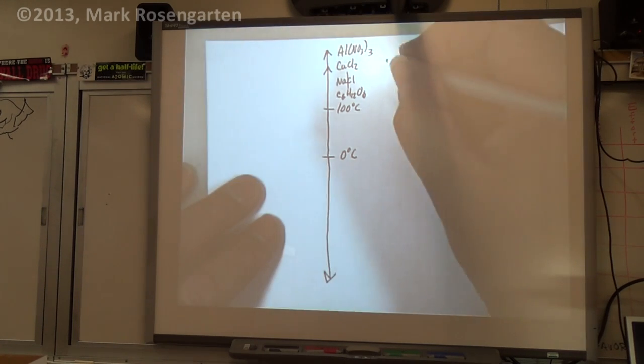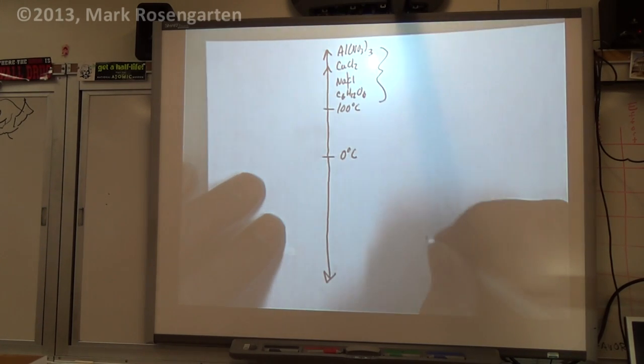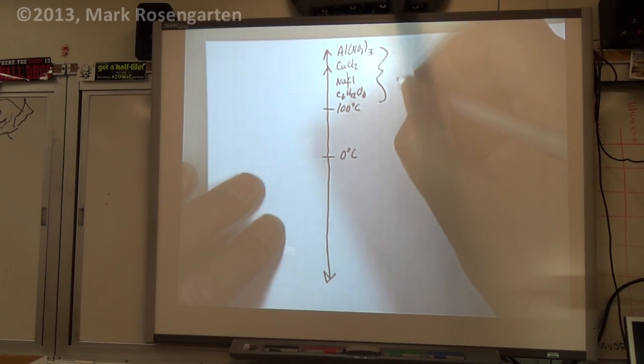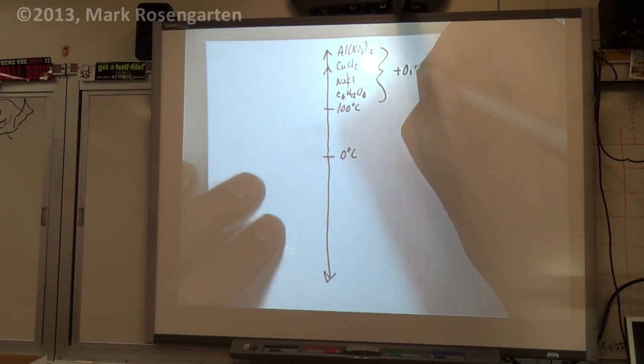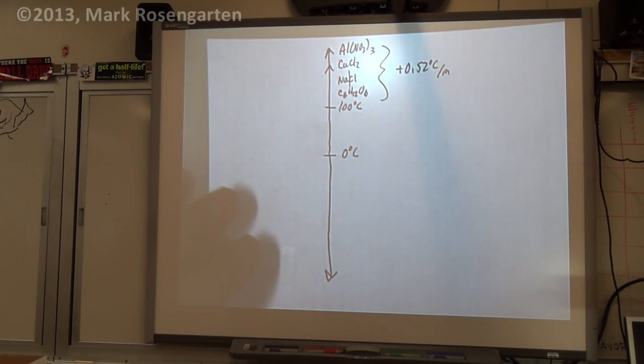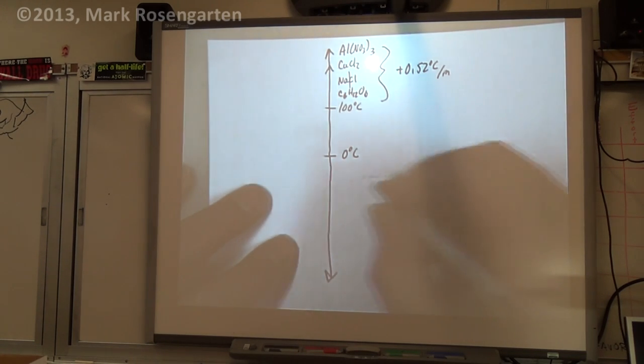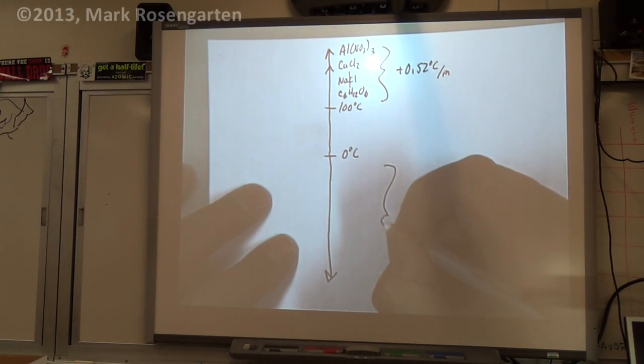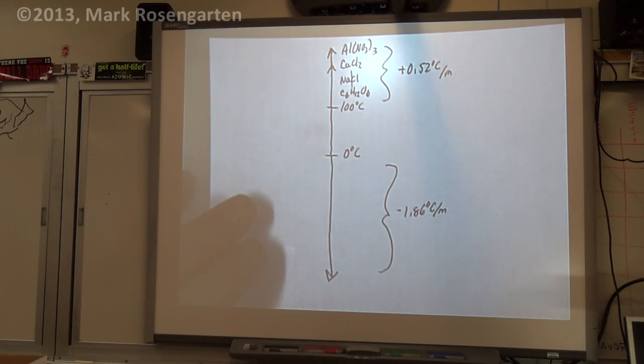Now, the impact for boiling, and for those of you only taking the regents, I'm talking to the video, you don't have to worry about this, the impact is positive 0.52 degrees Celsius per molal of concentration. For freezing, the impact is a lot greater. It's 1.86 degrees Celsius per mole, going in the negative direction.